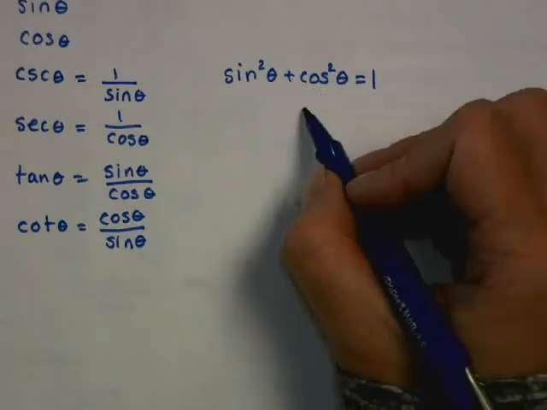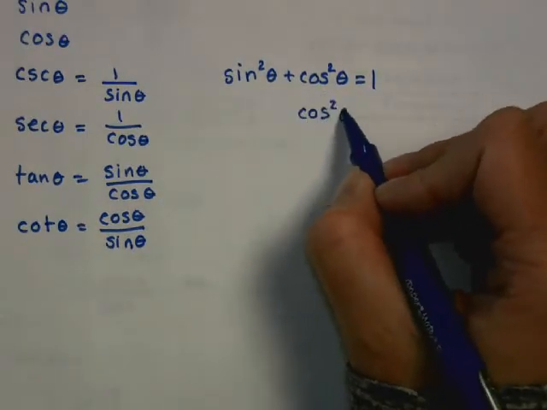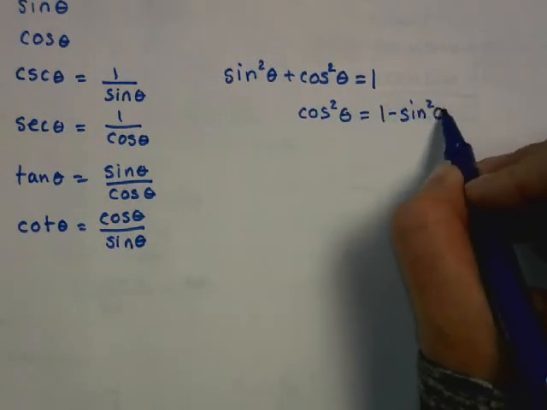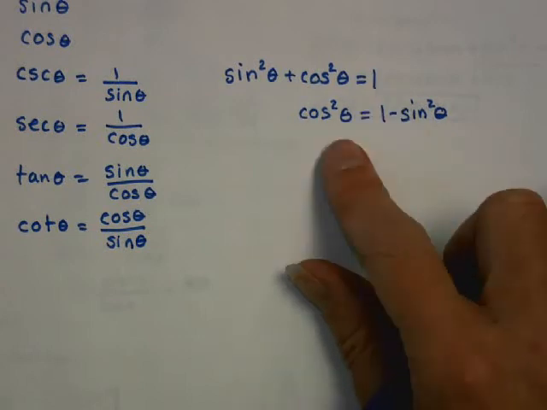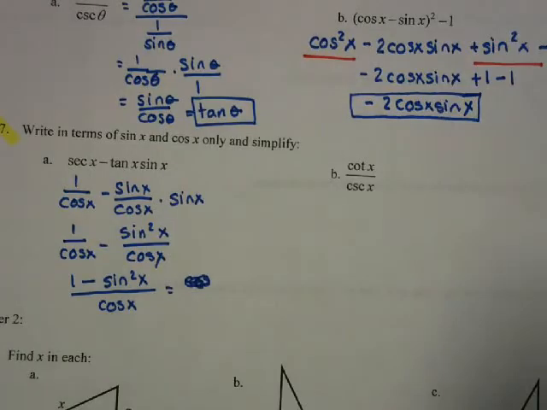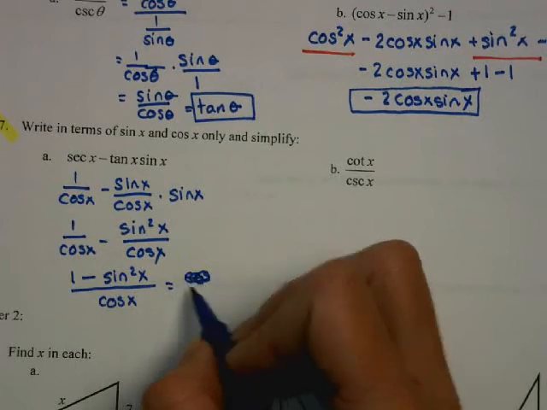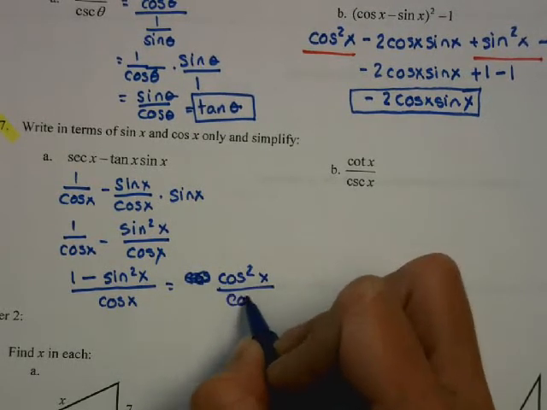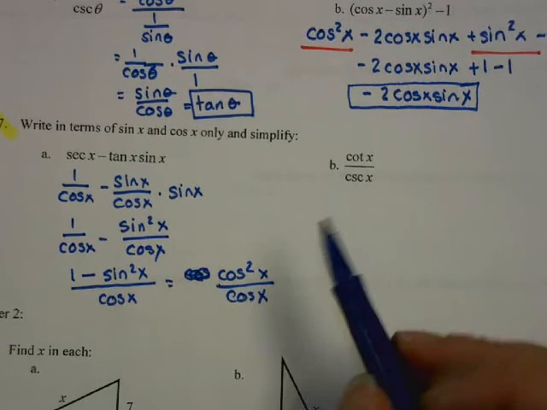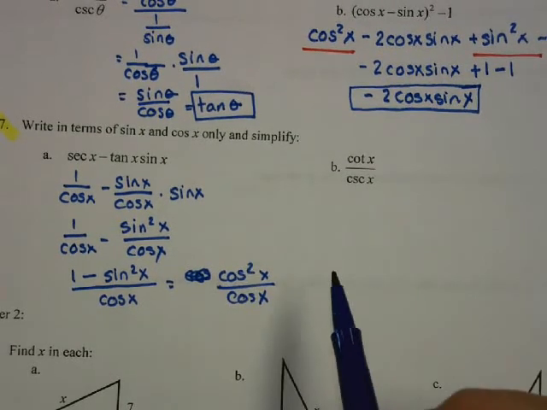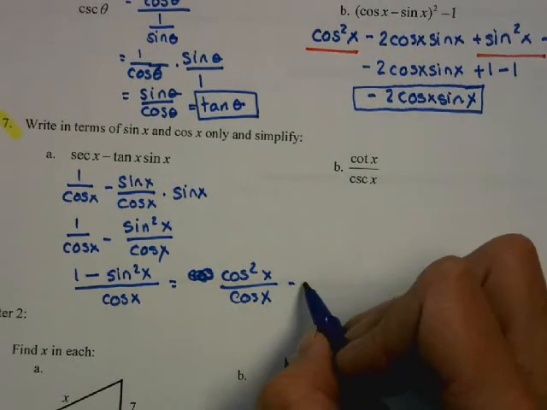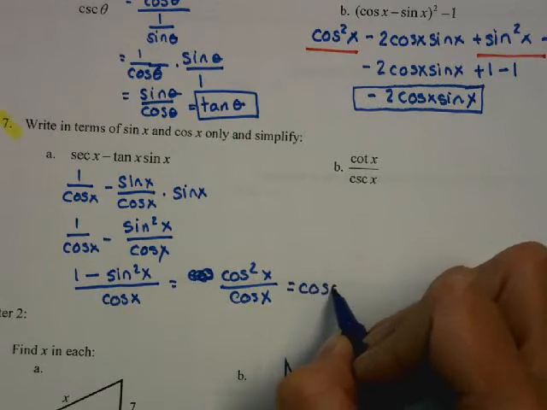So 1 minus sine squared. If I take this identity and subtract over either sine or cosine, in this case I want the sine, 1 minus sine squared is equal to cosine squared. So here, this is cosine squared over cosine. And remember that cosine squared is the same as cosine of x squared. We just write it in the middle. So cosine squared divided by cosine is cosine.